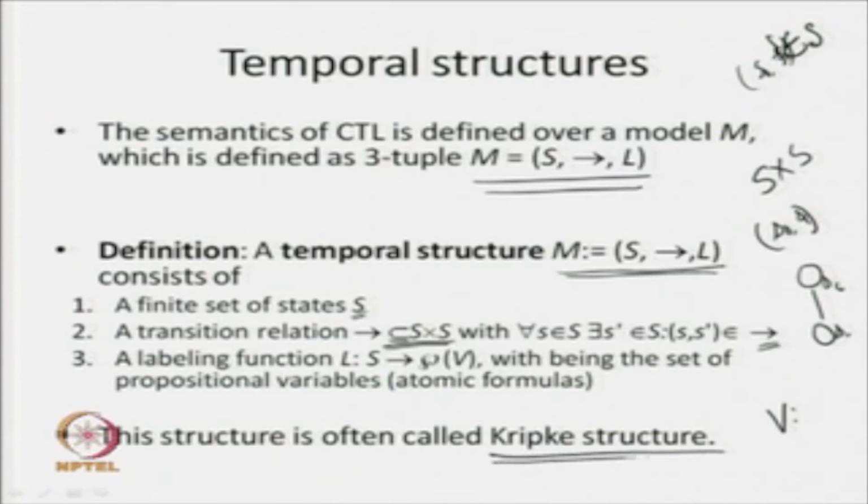So, basically the semantics of your CTL formula is defined over a Kripke structure. We use the term Kripke structure. This is a Kripke structure which has these 3 components: S, the transition relation and L, and the basic requirement is that your transition relation must be complete. For every state, there should be a successor state.